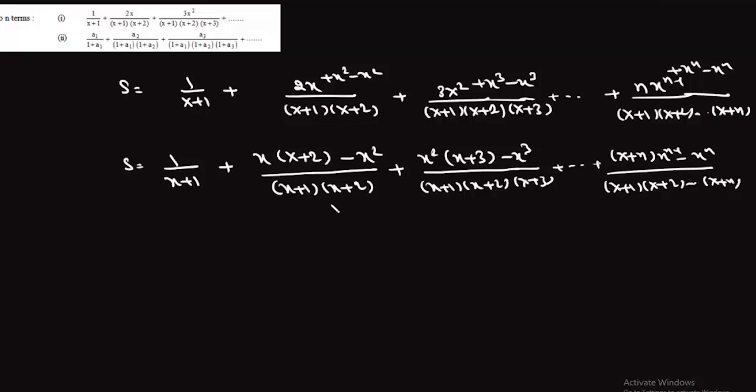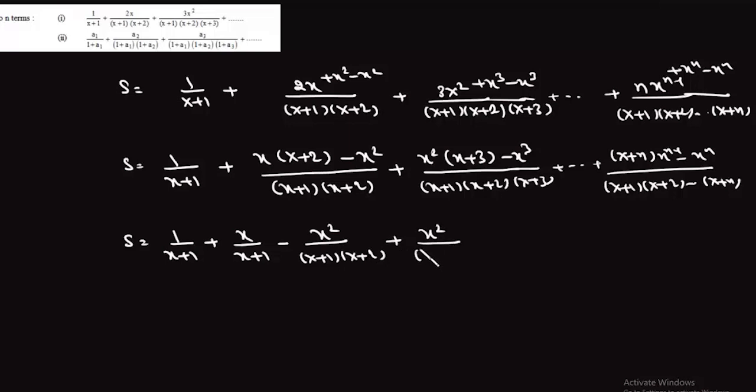Now we'll split each term in two parts. So we can write 1 upon x plus 1, and here x plus 2 will cancel, it will be x upon x plus 1 minus x square upon x plus 1 x plus 2. Here x plus 3 will cancel, so it will be x square upon x plus 1 x plus 2, and then all other terms, and here x plus n will cancel, so there will be x to the power n minus 1 upon x plus 1 up to x plus n minus 1, minus x to the power n upon x plus 1 up to x plus n.